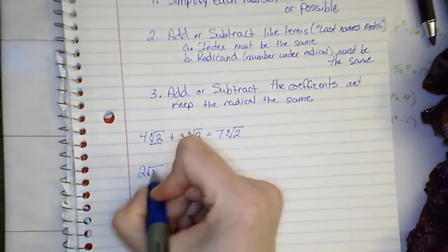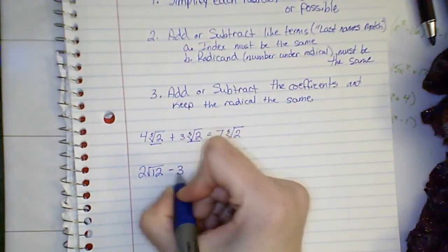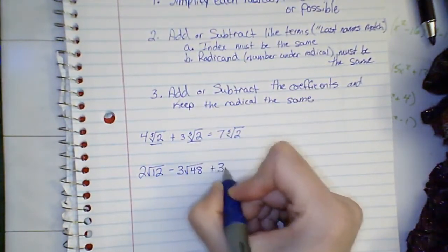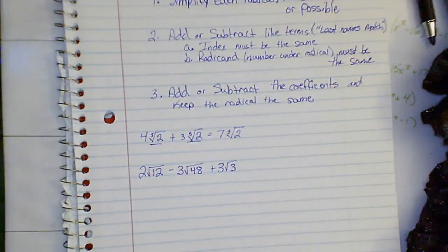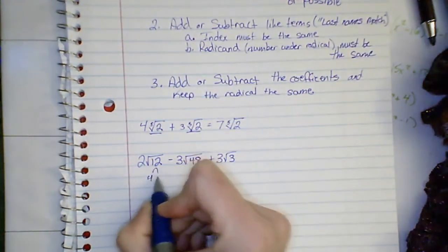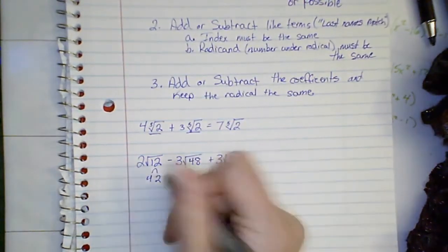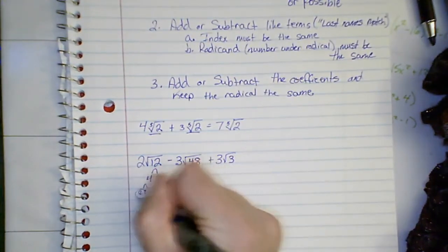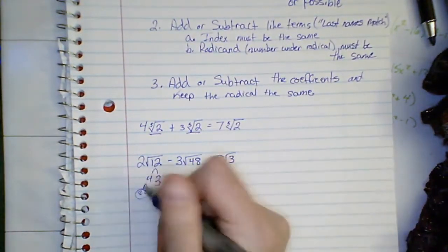2 square root 12 minus 3 square root 48 plus 3 square root 3. At first, this does not look like we can add and subtract radicals, but what we need to do is simplify. Make sure that our radical is simplified. So we have 12, 4 and 3, 2 and 2, it takes 2 to break 1 out of jail.